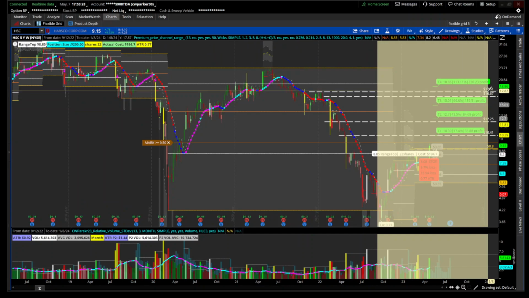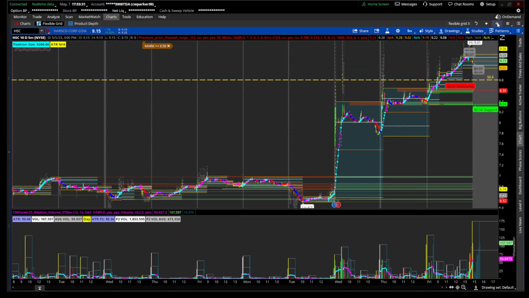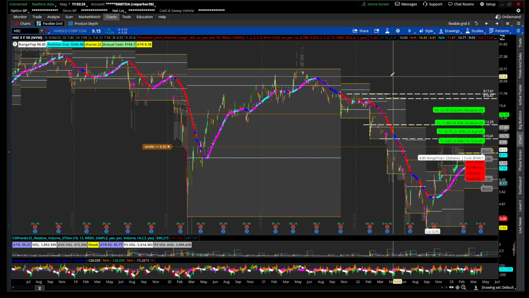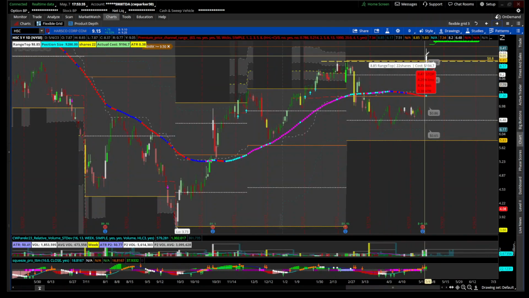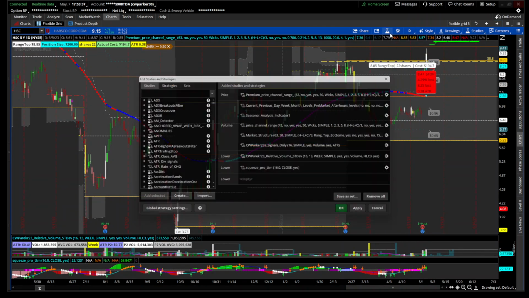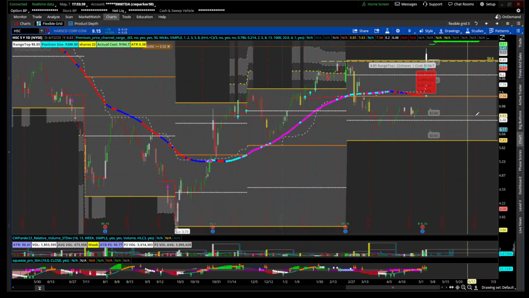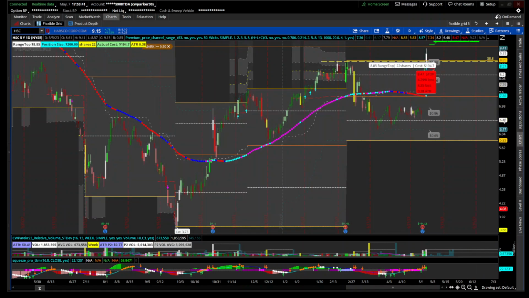And what else on this one? So let's go look at the daily. So it's a breakout on the daily as well. I think I have my daily set at 63. And it's the same concept.